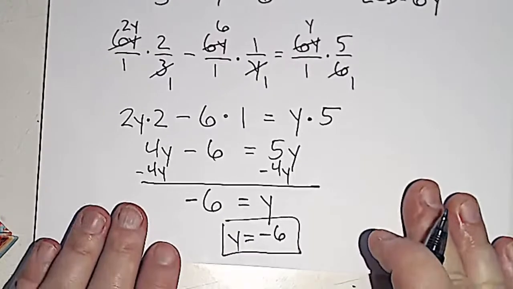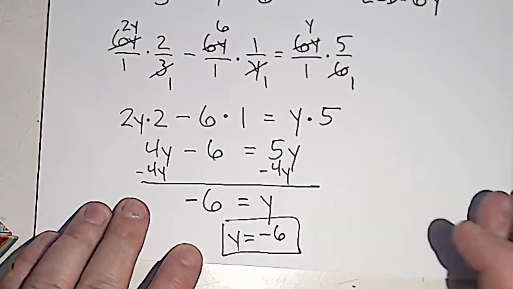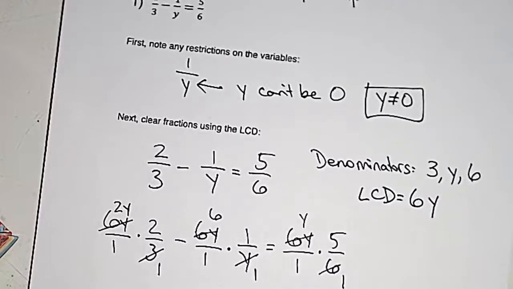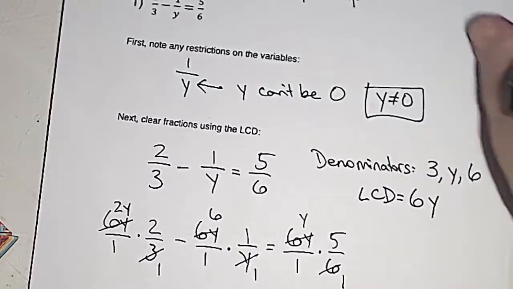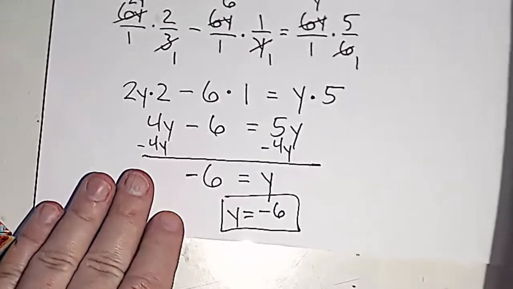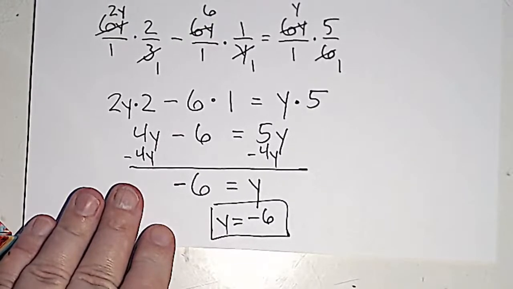Okay. Now, once you get the answer down here, you go back up to the top and you go, wait, what was y never allowed? Don't let y be 0. Okay, thank goodness. No, y is not 0. Y has to be -6. Oh, we found a bug.